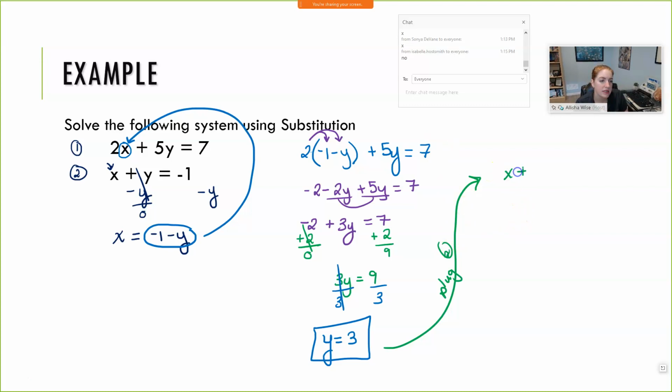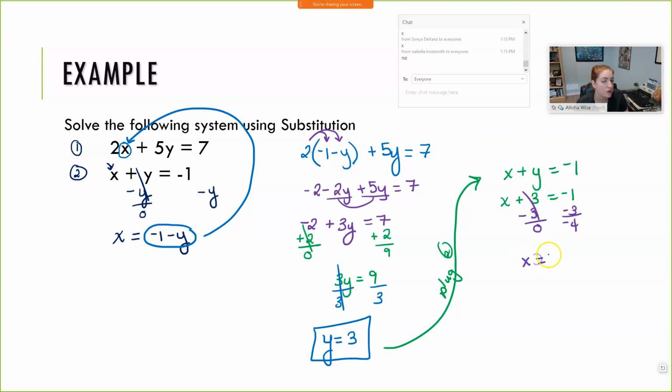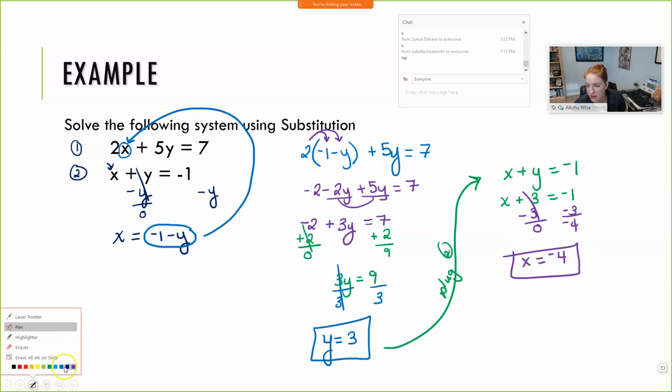So this is x plus y equals negative 1. That's the original equation. Y is 3, so replace y with 3. And I'm going to solve for x. So I need to get rid of this plus 3, so I'm going to subtract it. So this is x equals negative 4. Is that what we came up with?